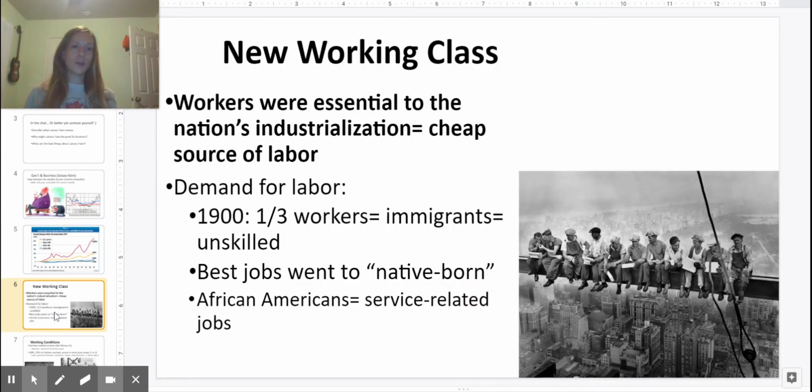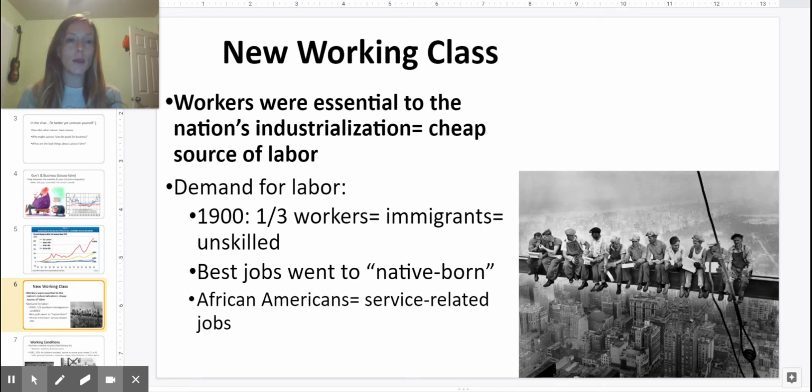And so in the Gilded Age, because there is this development of industrialization and because of free enterprise and laissez-faire and entrepreneurs and innovation, there's also going to be the development of this new working class. And so these workers are essential and critical to these processes of making money and industrialization. And so this new working class, they're going to be a source of very cheap labor. So that means people who are not skilled and people who are not paid very much.